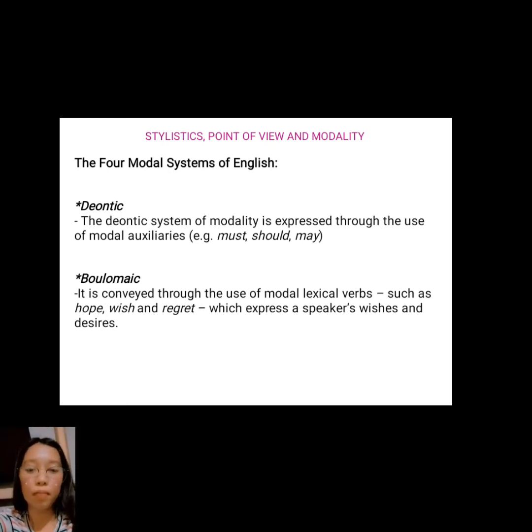Next is volumic. Volumic is the expression of desire, and it is conveyed through the use of modal lexical verbs such as hope, wish, and regret. Volumic adjective and participle combinations with be, that, be to can also be employed. For example, it is hoped that he will come. It is good that he is coming.